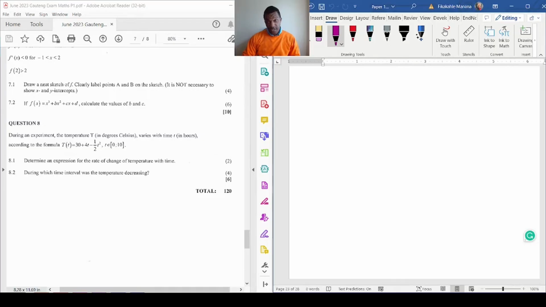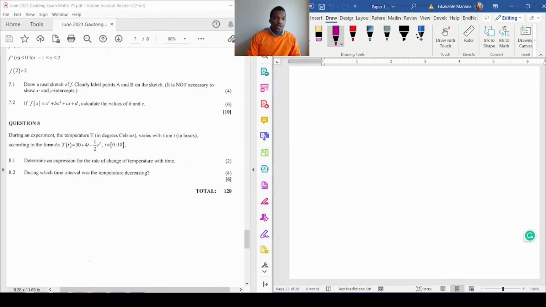My name is Firagasha Manana, and we're doing the last question of the June 2023 Gauteng examination, paper 1, mathematics. Now, we are on question number 8. Let's get right into it.